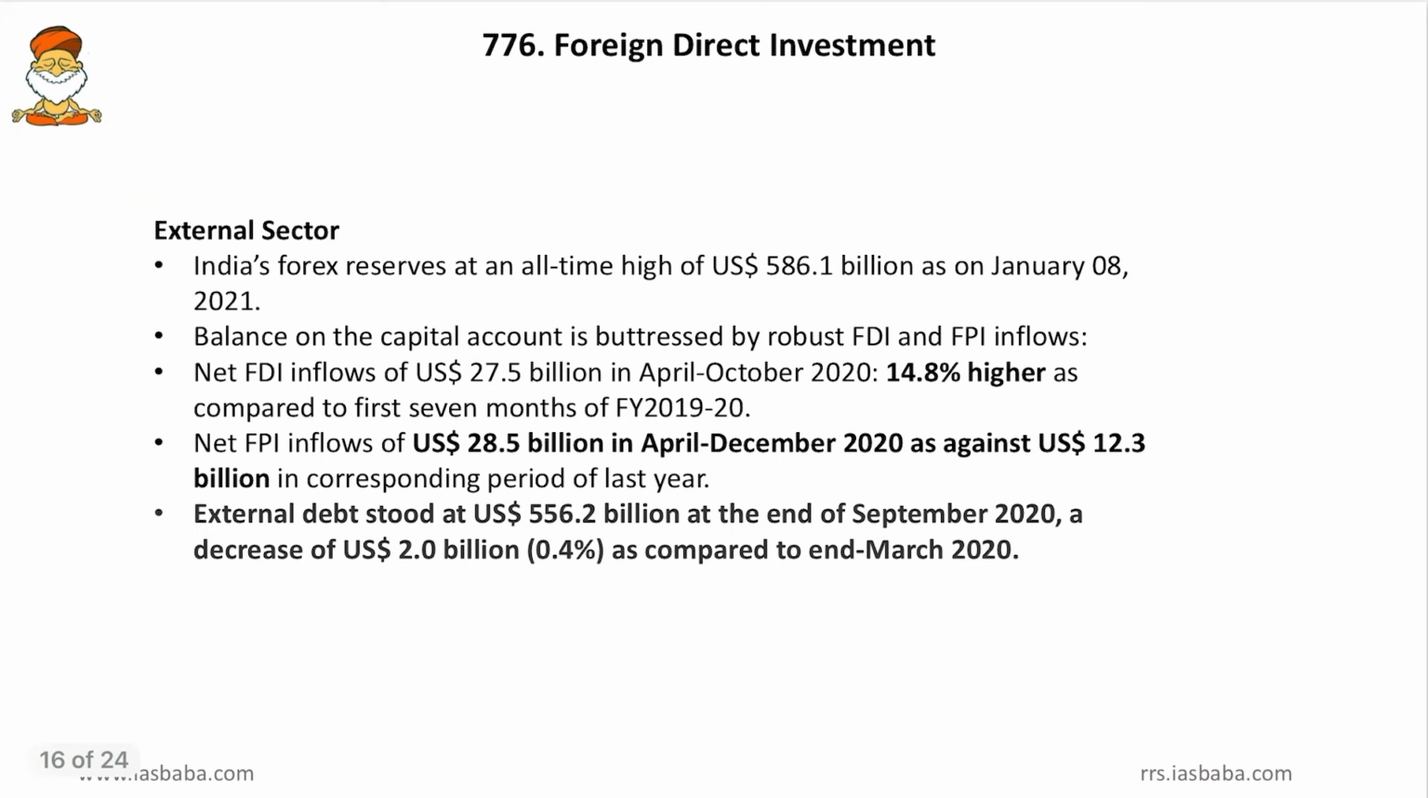Then come to next one, the foreign sector. Friends, here India's forex reserves are at an all-time high of $586 billion. So friends, we have discussed it in the overall economic trends. So forex reserves are the highest in the history of India. Then the balance of capital account is buttressed by robust FDI and FPI inflows. So even in the capital account, we have a huge inflow of FDI and FPI.